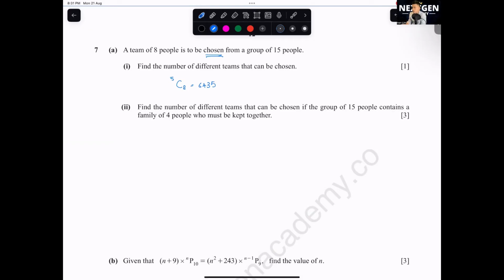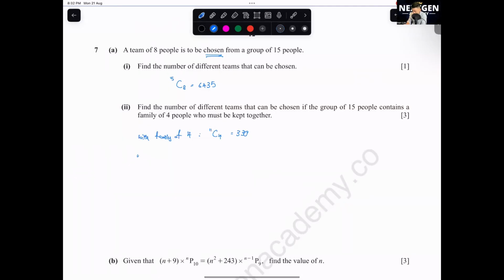Find the number of different teams that can be chosen if the group of 15 people contains a family of 4 people who must be kept together. So how do you calculate this? You need to consider two different ways of choosing. One is with the family of 4. If you've got the family of 4, you are just going to put 11C4, because confirm they need to be inside. This will be equal to 330.